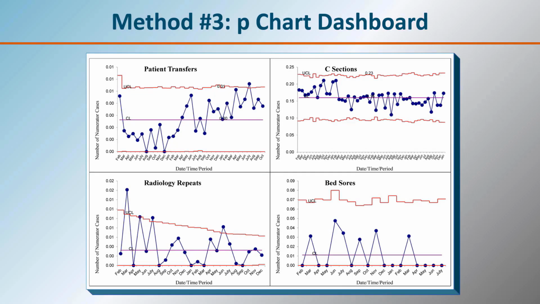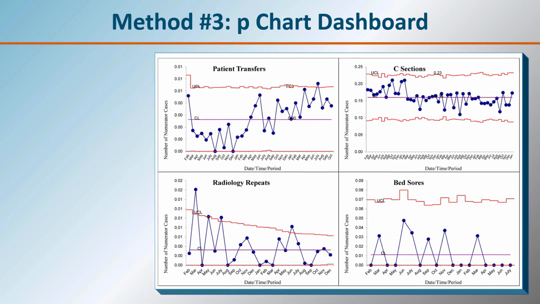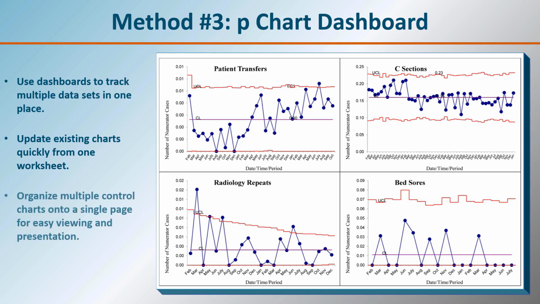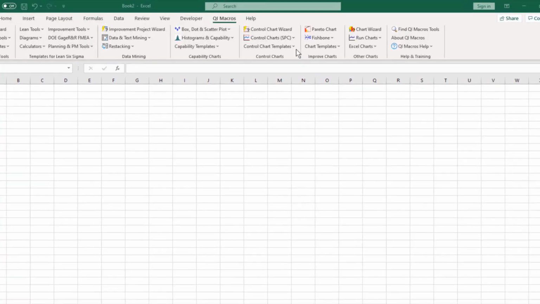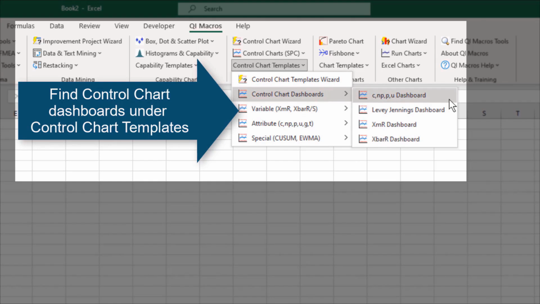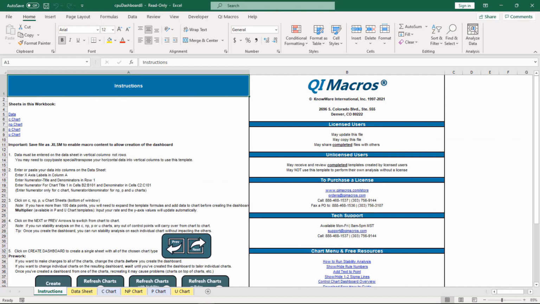Method number 3, the QI Macros dashboard. Just like the dashboard of a vehicle, QI Macros dashboards monitor multiple metrics in one place. Using a QI Macros dashboard, you can collect data for up to 30 charts and update those charts quickly from one worksheet. Additionally, the dashboards allow you to consolidate your control charts onto one worksheet for review and presentation. The dashboards are located under the Control Chart Templates section of the QI Macros menu. Let's select the CNP-P-U dashboard.